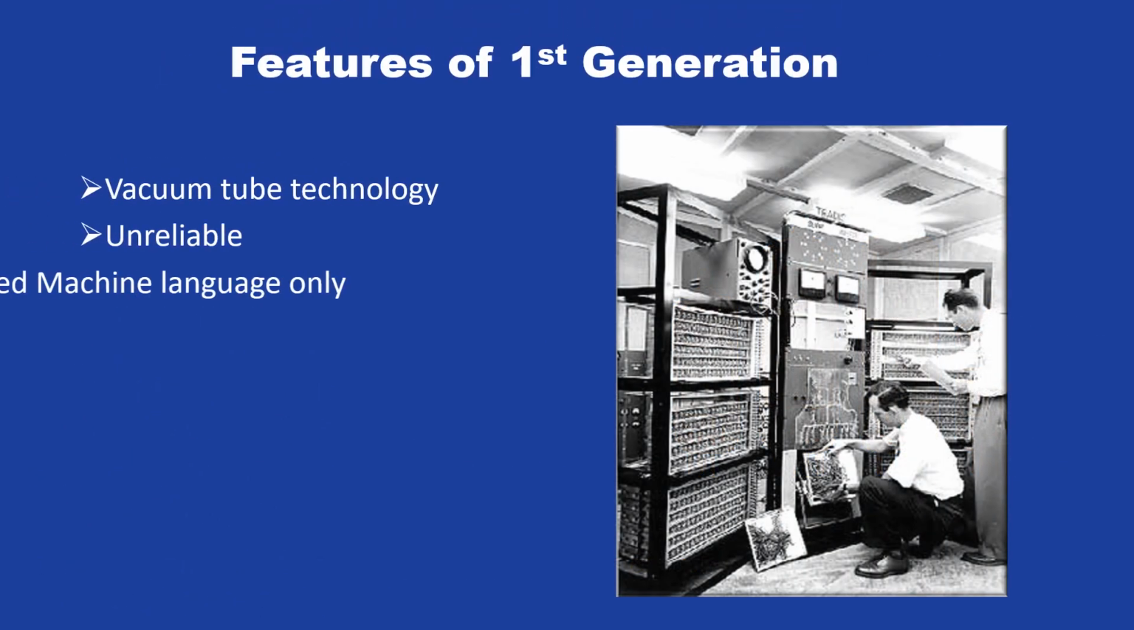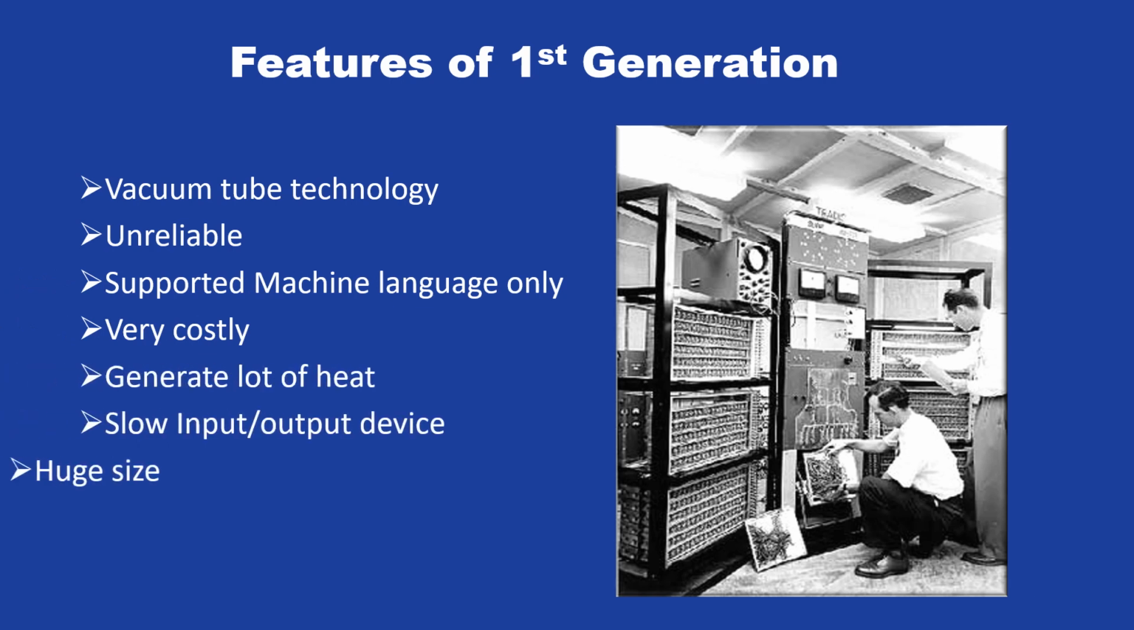Okay students, these are the common features of first generation computers. If you want, you can note them down. It would be easy to study. First generation computers used vacuum tube technology, and those were unreliable, supported only machine language, very costly, generated a lot of heat, slow input and output, huge in size and non-portable.